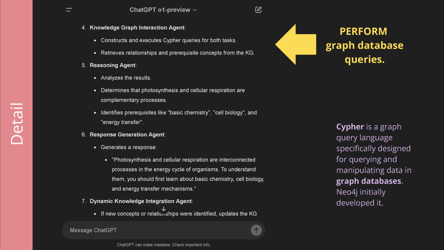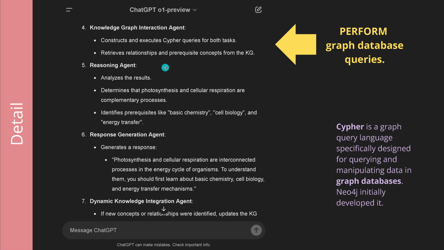Now this is a little bit vague, because how does it do this? Now, let's just follow along. The reasoning agent analyzed the result and determined that photosynthesis and cellular respiration are complementary processes. They identified that the prerequisites, in our case identified by the AI given the knowledge graph that was available, included basic chemistry, cell biology, energy transfer, and so on. And then we have a response generation agent and a dynamic knowledge integration agent. Great. They implemented this with a graph database on Neo4j, but whatever, you don't have to use that, you can go with whatever you like.